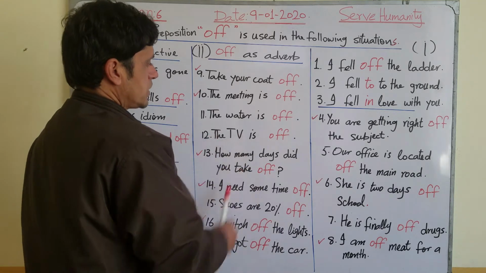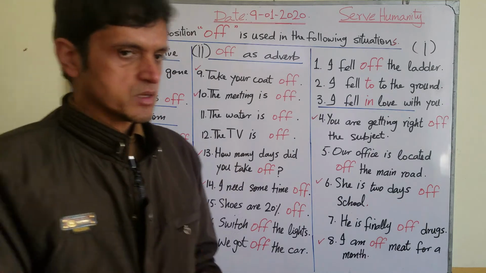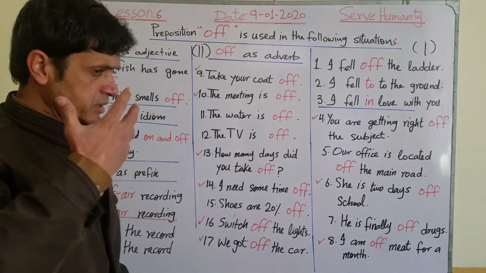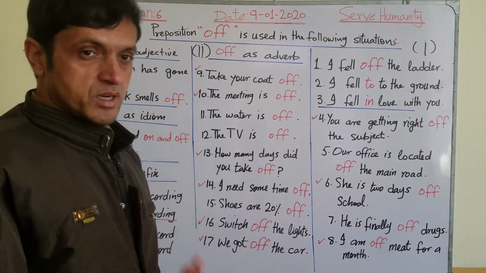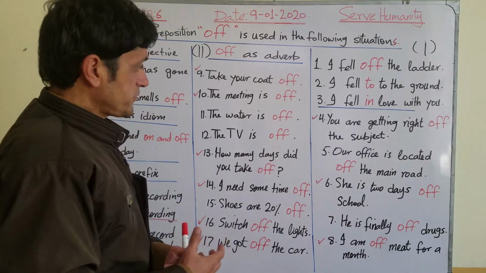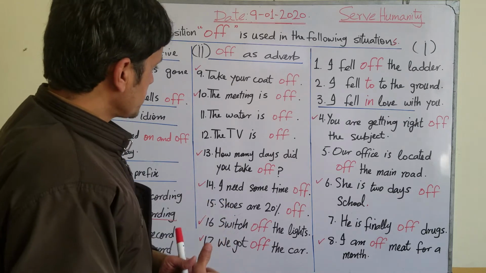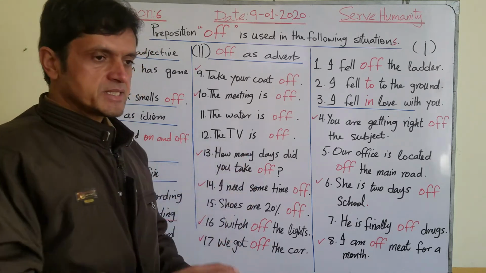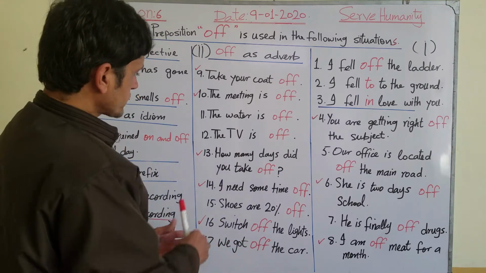The TV is off. I am listening to some music, but I don't know where this music is coming from, the TV is off. The TV is off. It means that it is not on.